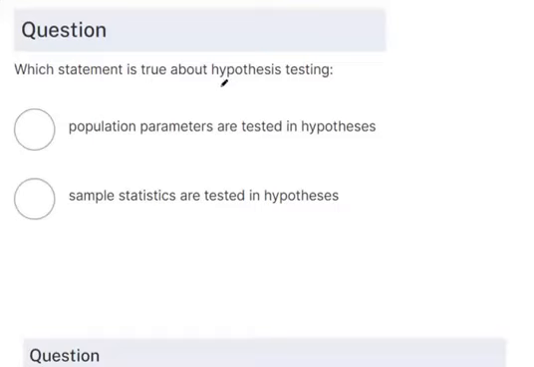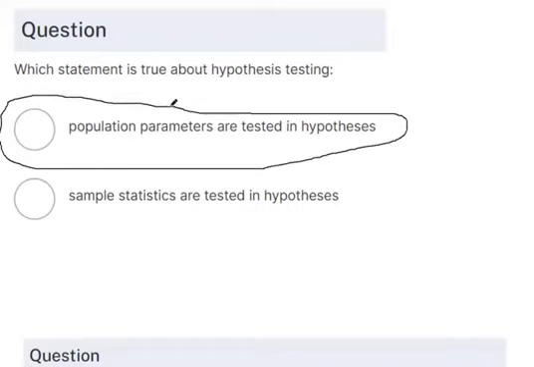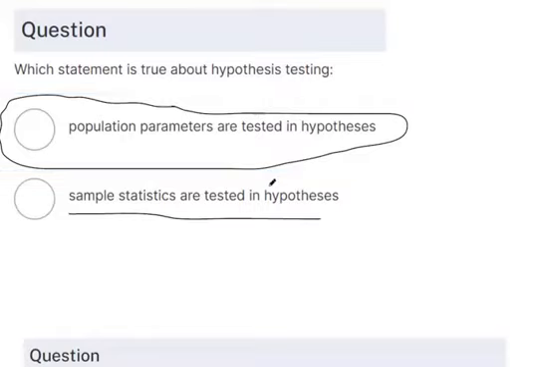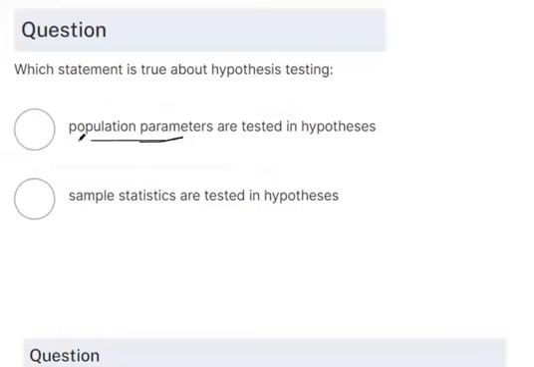When you're conducting a hypothesis test, you're talking about the population. You want to know where the true parameter is for the population. What's the true mean height? What's the true mean blood pressure for all people? We're not trying to test about our sample because we know everything we need to know about our sample. We've got the data for our sample. When you do a hypothesis test, it's about population parameters. So this is the correct answer here.